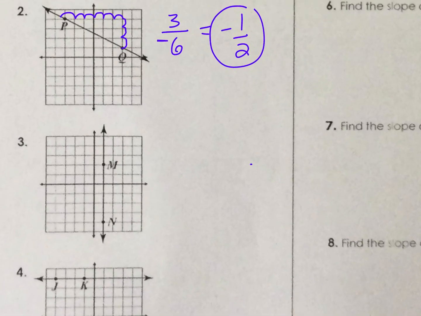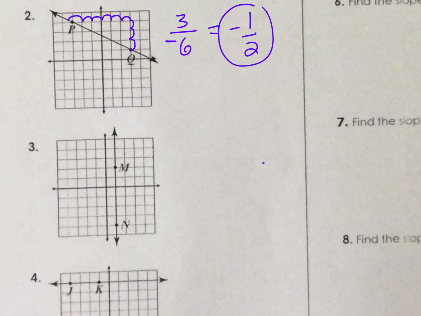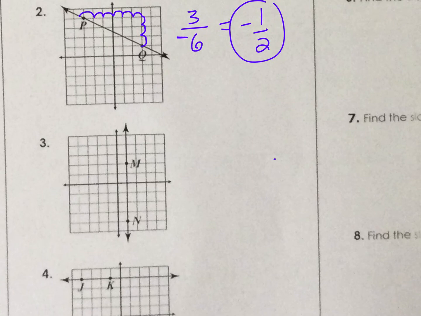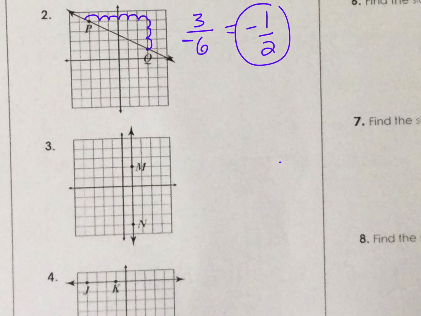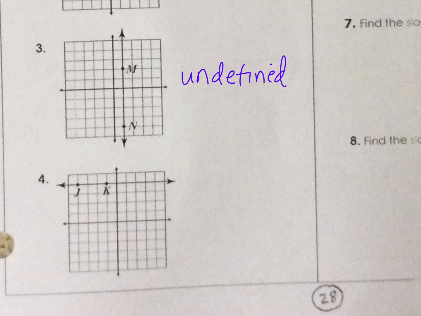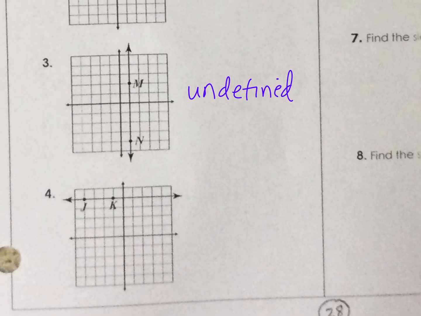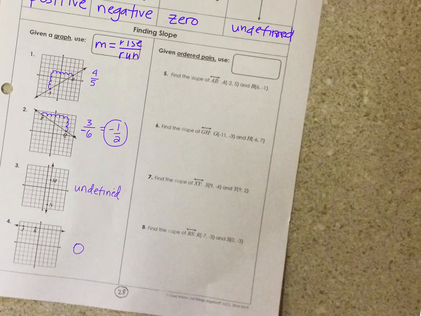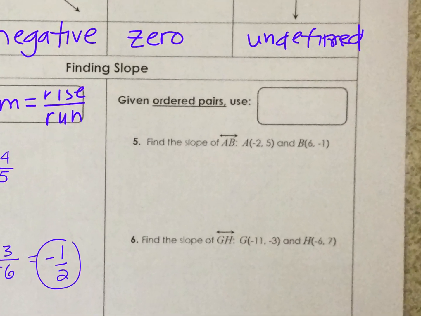I can just look at number 3, and I know that that has an undefined slope. And when I look at number 4, it's a straight line across, so it has a 0 slope. So that's what we learn to do when we have a graph.